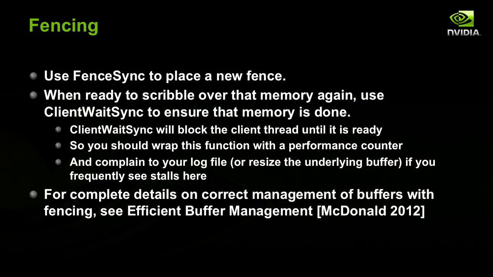So you want to wrap that function with a performance counter. What should happen basically all the time is that the client wait sync should immediately return already retired, and it should take zero time at all. Obviously, if it doesn't, then you have a sizing problem, and you should complain to your log file so you can fix that. I gave a talk a couple years ago at GDC about efficient buffer management. It covers this whole idea, but without persistently mapped buffers, and covers the correctness for fencing in detail. So I suggest looking there if you need more information.